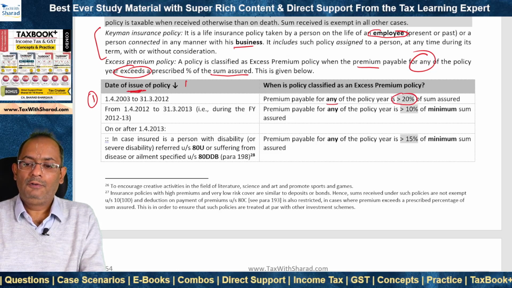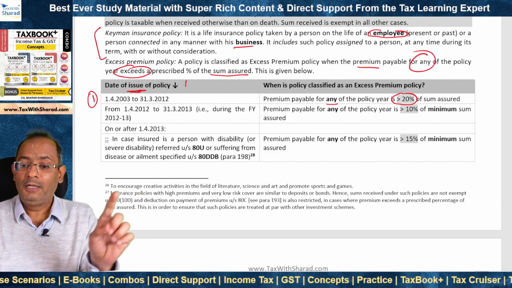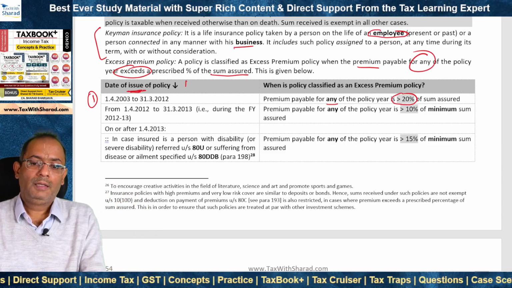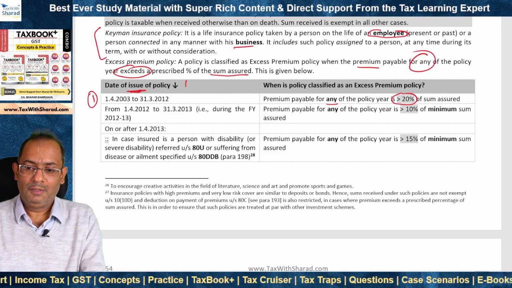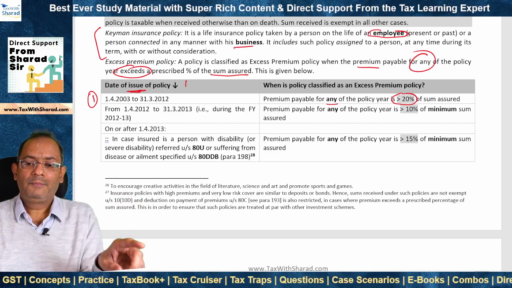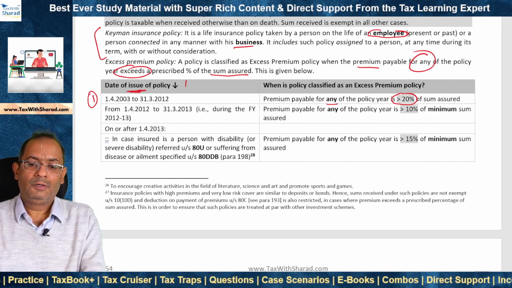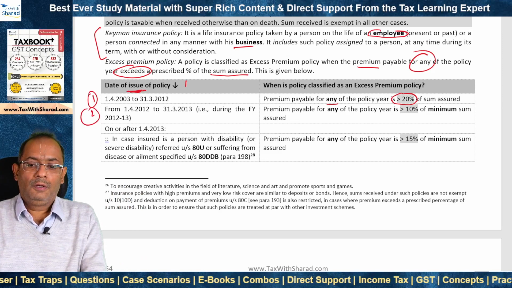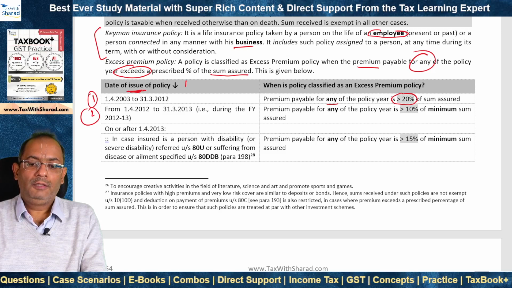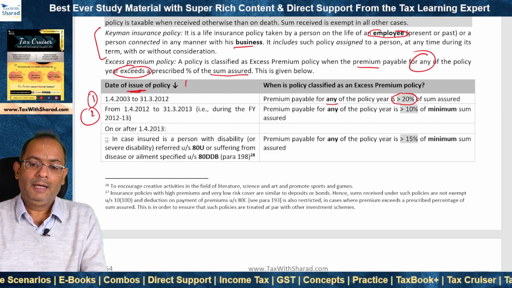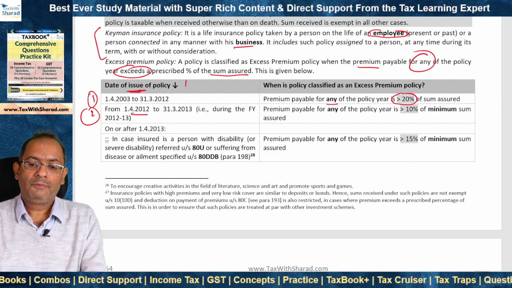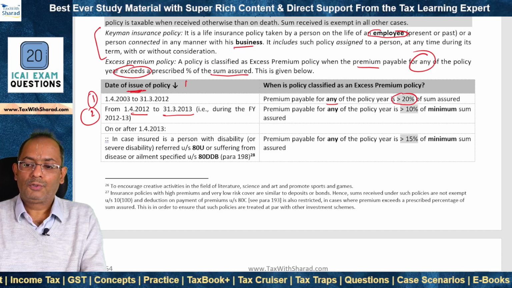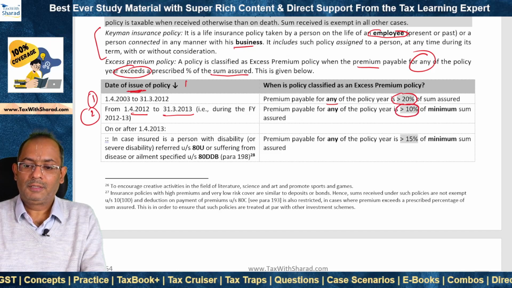And if the premium payable for any of the policy years is more than 20% of the sum assured, then the policy becomes an excess premium policy, and exemption under section 10(10D) is not available in respect of such policy. Second, if the policy is issued during the financial year 2012-13, that means from 1st April 2012 to 31st March 2013, in such case the threshold is reduced from 20% to 10%.